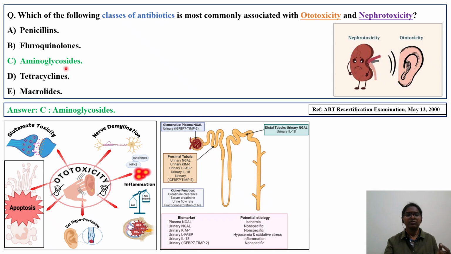Aminoglycosides are the class of antibiotics associated with both ototoxicity as well as nephrotoxicity. This question was taken from the ABT recertification examination, May 12, 2000. With this question, we'll try to learn in more detail about ototoxicity and the other classes of drugs or chemicals which cause it.